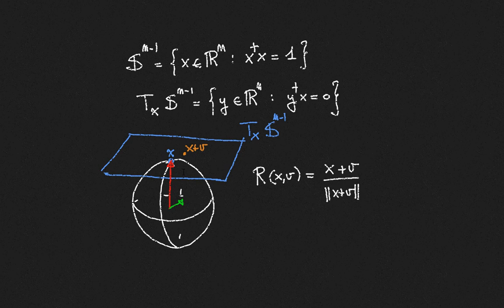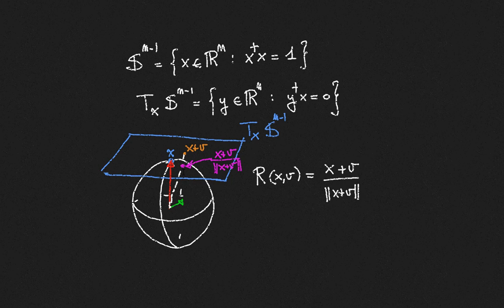If we divide by the norm of the vector, we are projecting it to this point, which is on the sphere because it has modulus 1, and in a sort of way you are bending the plane onto the sphere.